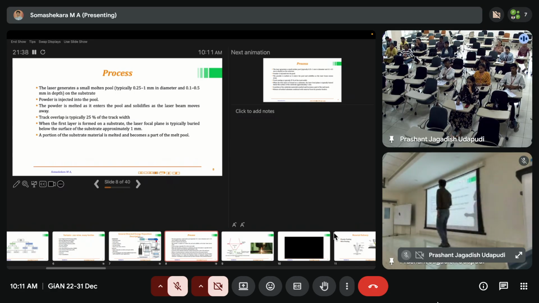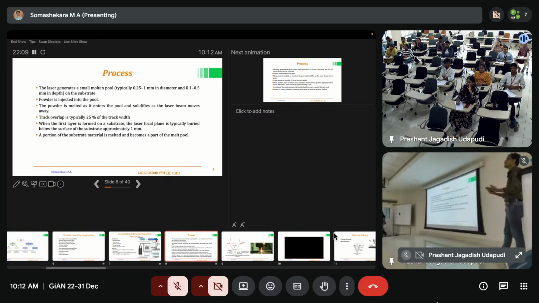So when you inject the powder right into the pool, that is called the melt pool area. As soon as you melt the powder, the next step is you need to see how it will solidify. What kind of solidification? Are you doing something like forced cooling, or are you allowing it to cool at room temperature? And what is your condition in terms of atmosphere, right?